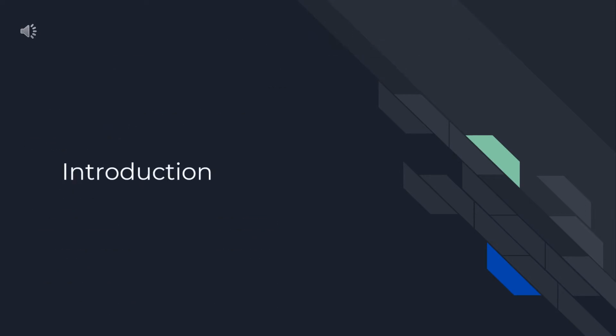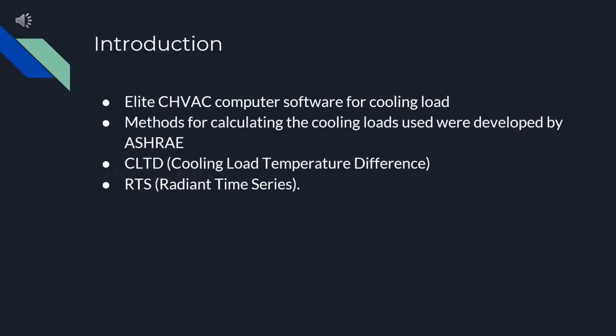My name is Rihanna Kanhai, and I will begin our presentation with an introduction. The Elite Shiva computer software was used to determine the cooling load necessary for the assigned building. Methods for calculating the cooling loads used were developed by ASHRAE, and these are cooling load temperature difference, or CLTD, and radiant time series, or RTS.